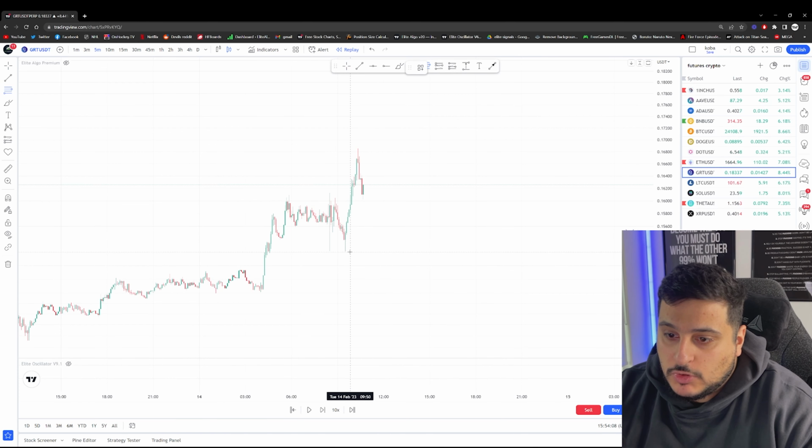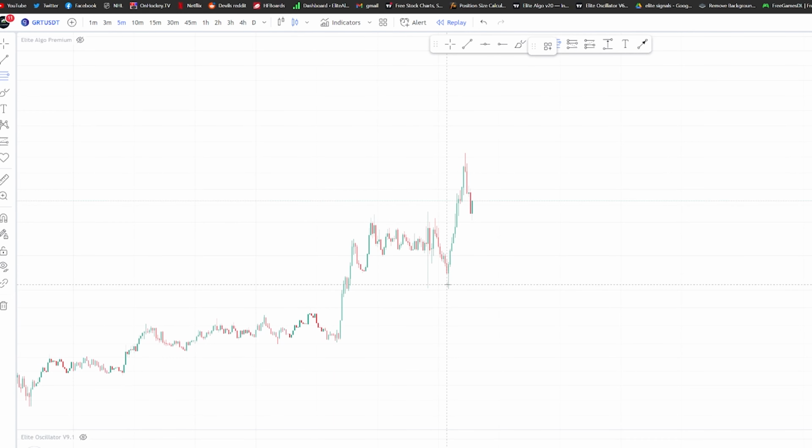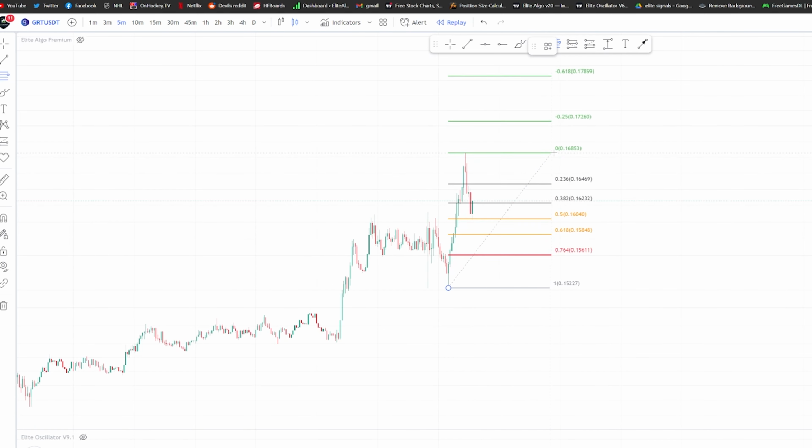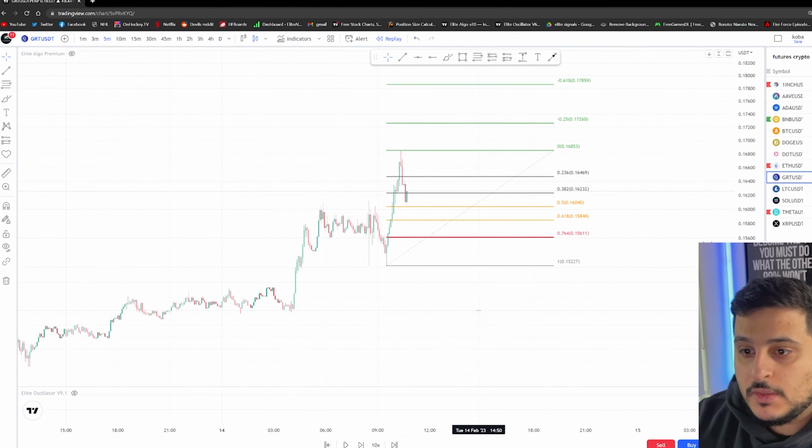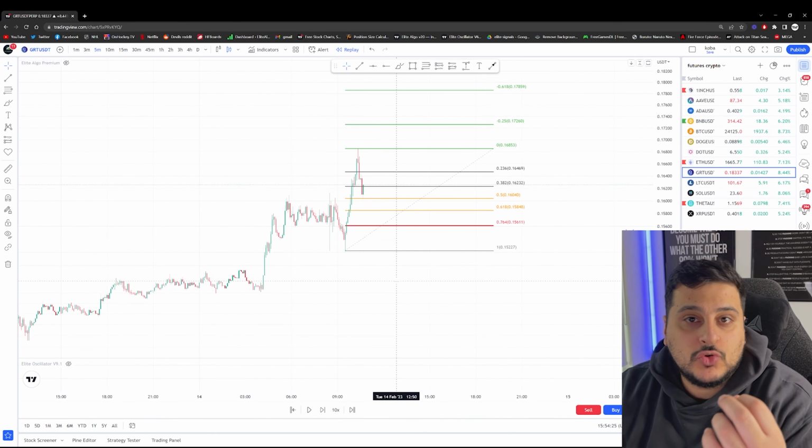Once we click it, we want to draw the Fibonacci from the start of the impulse. So the price came back down. It started over here, then went back up. So from the start of the impulse, and then we're going to move the Fibonacci up all the way to the high, which is at the end of this wick right here. And this is exactly how we draw the Fibonacci tool.